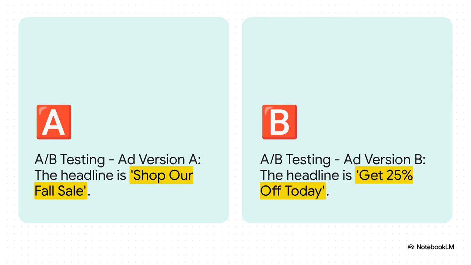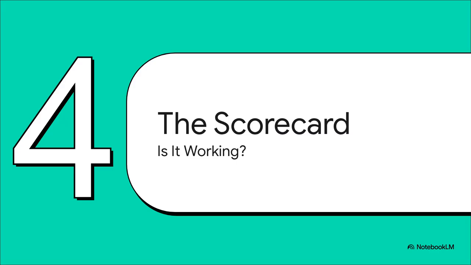This is a perfect example of something called A/B testing. You just run 2 slightly different versions of an ad. In this case, it's just the headline. Which one gets more clicks, shop our fall sale or get 25% off today? The data tells you the winner so you can put your money on what works. Okay, so you've built the campaign, you've launched your ads, now for the most critical part. Keeping score. How do you know if this is all working or if you're just throwing money away?